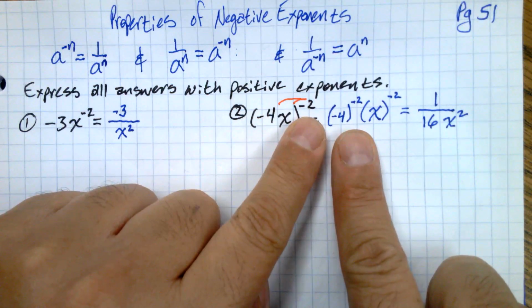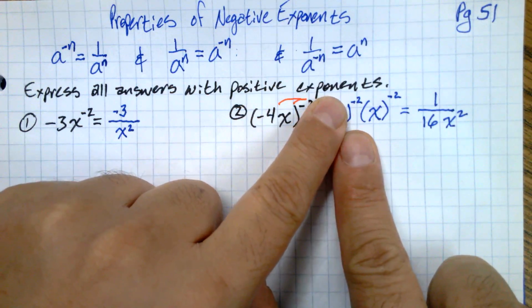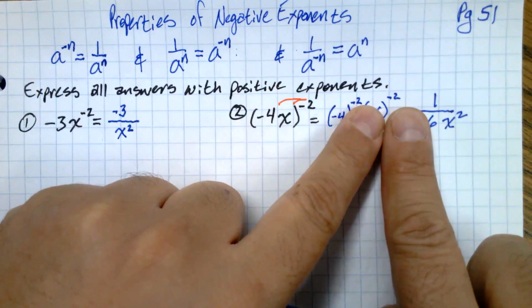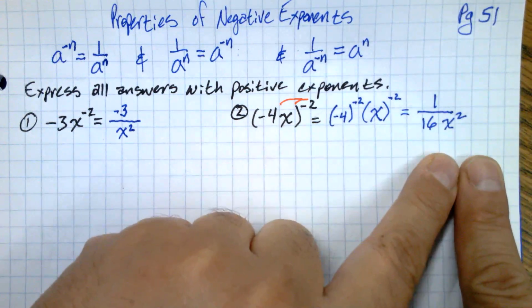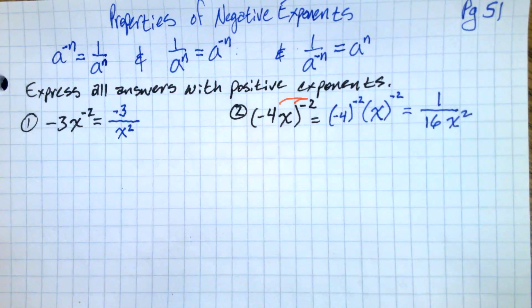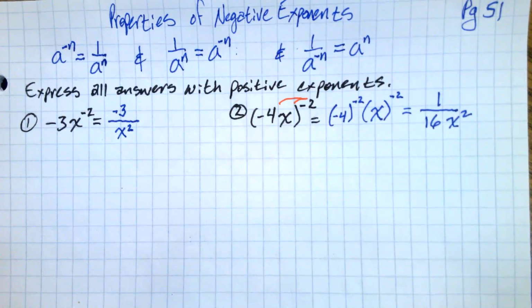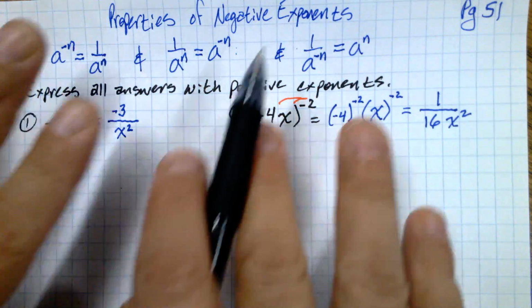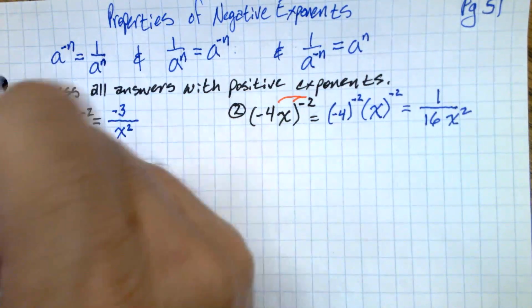Negative 4 times negative 4, it's 16. But it's a negative exponent, so it goes to the denominator. X to the negative 2, it has to go to the denominator, so it becomes a positive exponent. Any questions? Okay. All right. Let's move on. A lot of these are going to be combining rules that we discussed yesterday with the rules for negative exponents.